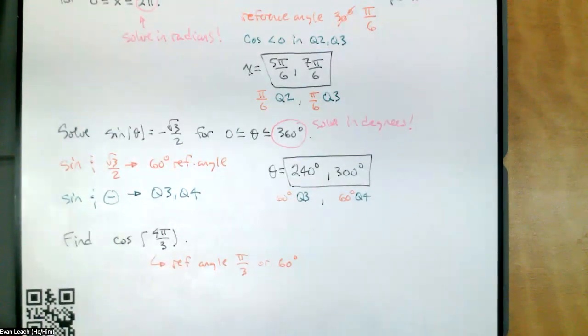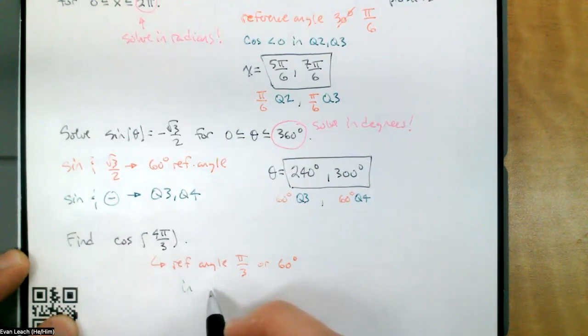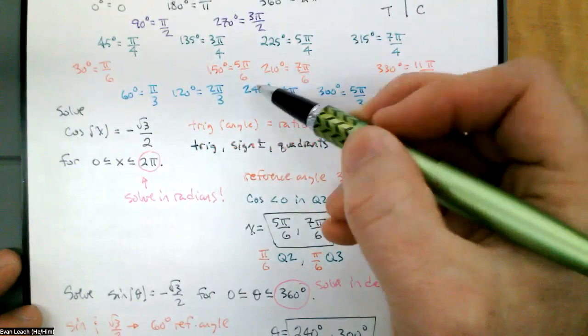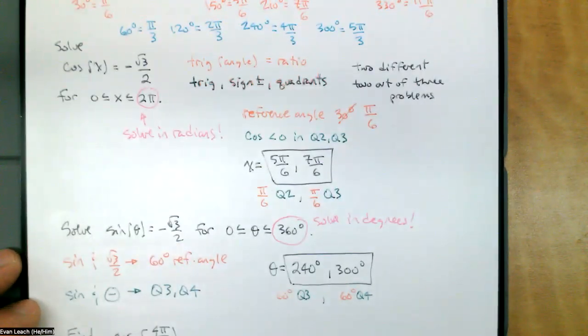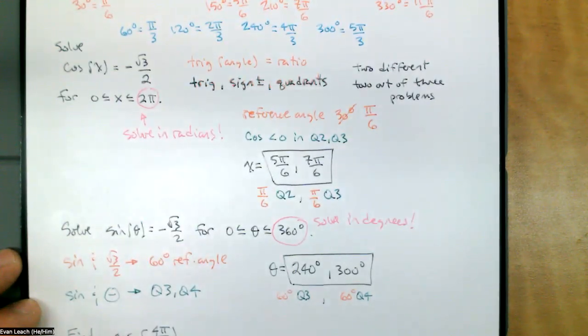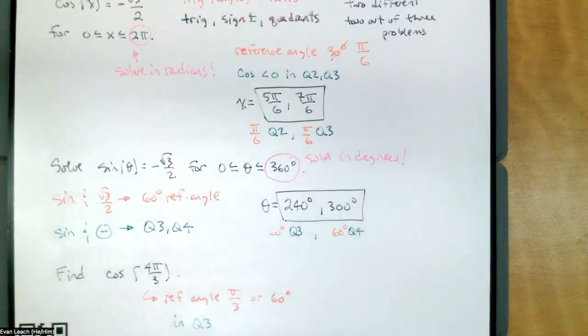And what quadrant is 4 pi over 3 in? Let me go up here. I see our 4 pi over 3, which is 240. It's in quadrant 3. So since we are in quadrant 3, is cosine positive or negative?